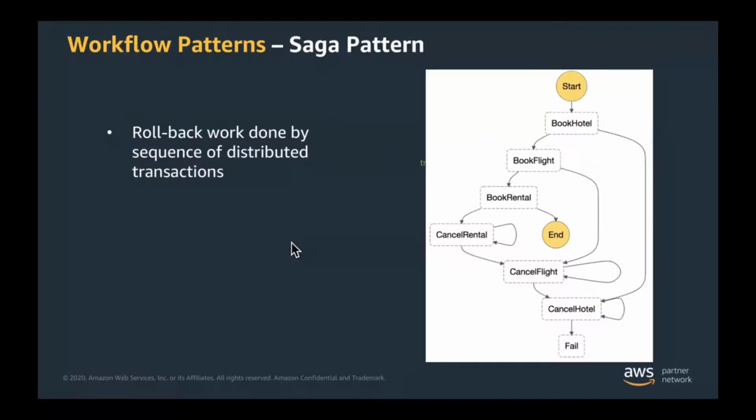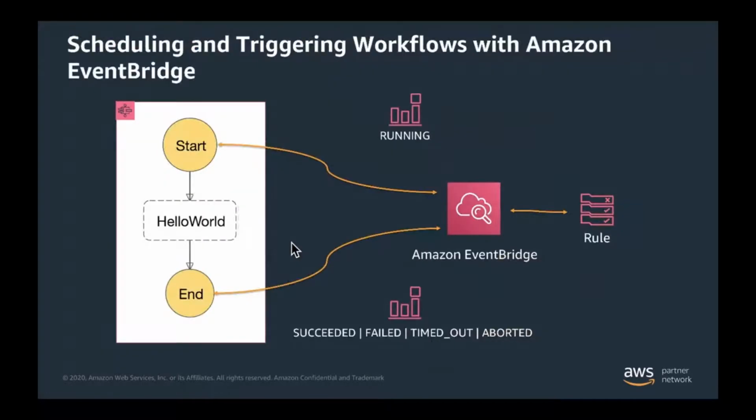You can also build a Saga pattern where, let's say, a hotel booking system, but something ultimately isn't available as part of the booking process. Then you can roll back all of the bookings that were made previously as part of the workflow. And so we have a number of customers that are using Step Functions for Saga type patterns.